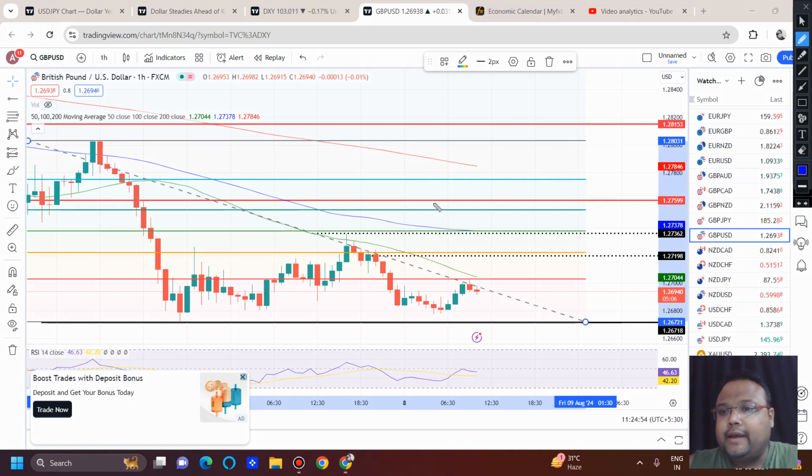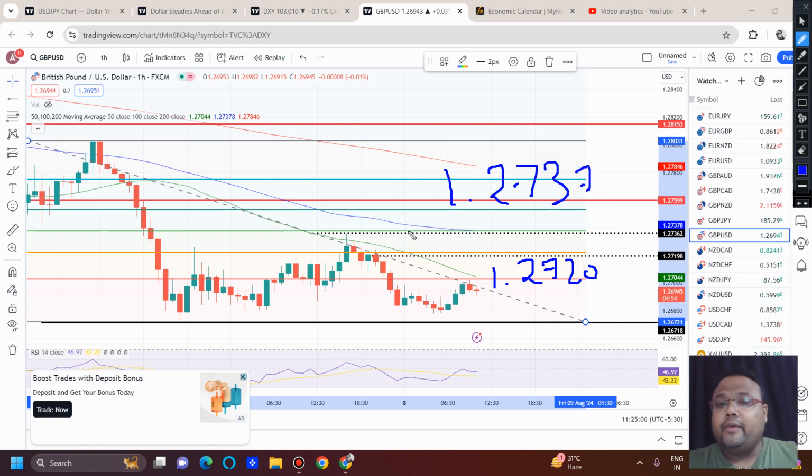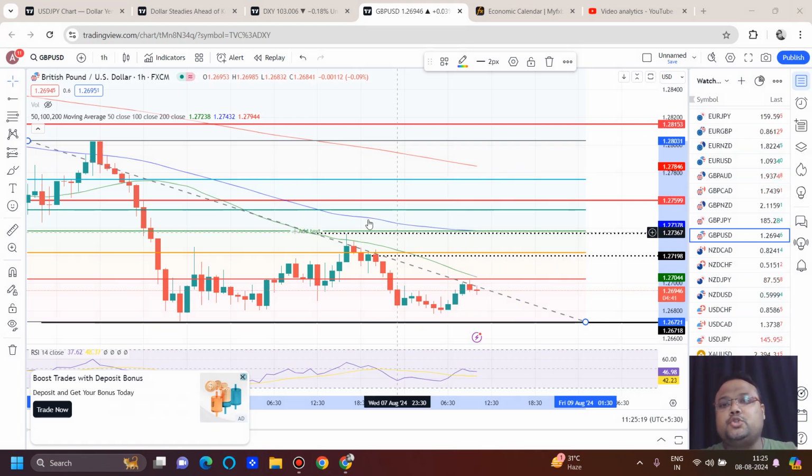Now see, we have the first level around 1.2720 and the second level is around 1.2737. Okay, these are the two levels on the chart of GBPUSD where we can look for a sell position as a day trader before the US session only, because after the US session, if the market forms a big green candle, it will not work. But during the European session, if GBPUSD goes up, then you can look for a sell around these two areas.